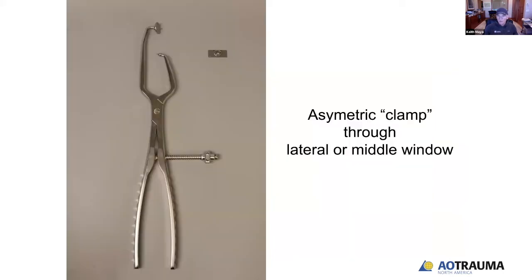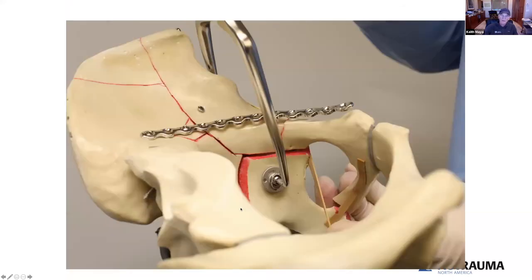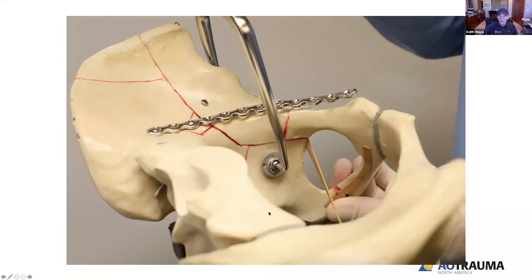You can use this asymmetric. It's really not a clamp, it's a reduction aid. It can act as a clamp because of the soft tissue support of the arms, and that is in this position. So if there is residual medial rotation, this is a very good derotational aid, and it can give you essentially a perfect reduction, and you can assess that through 2 or 3 windows.